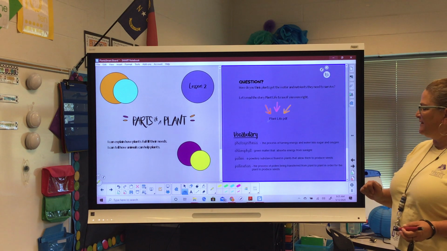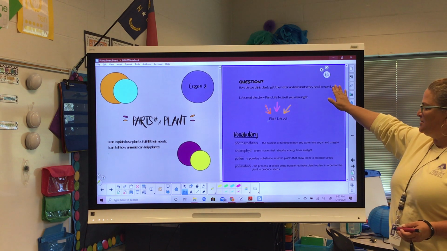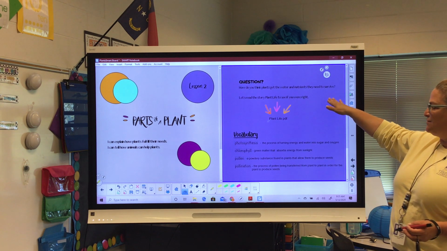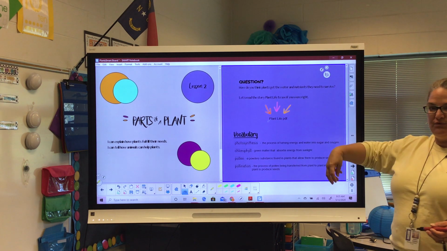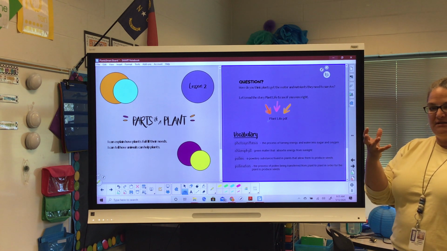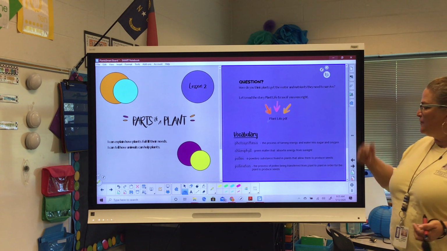Okay, so we just talked about those things. And we answered our question about how does the plant get water and nutrients they need to survive, and that is from the root. The root is down in the soil, and it pulls up the nutrients and the water from the soil in order for the plant to survive.